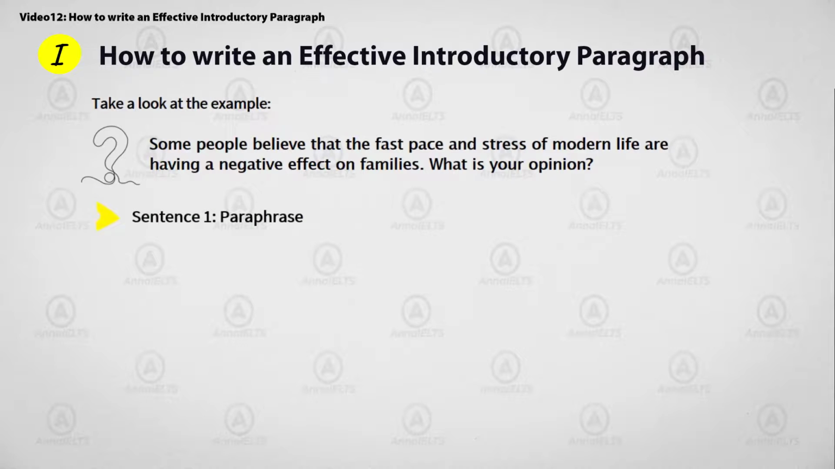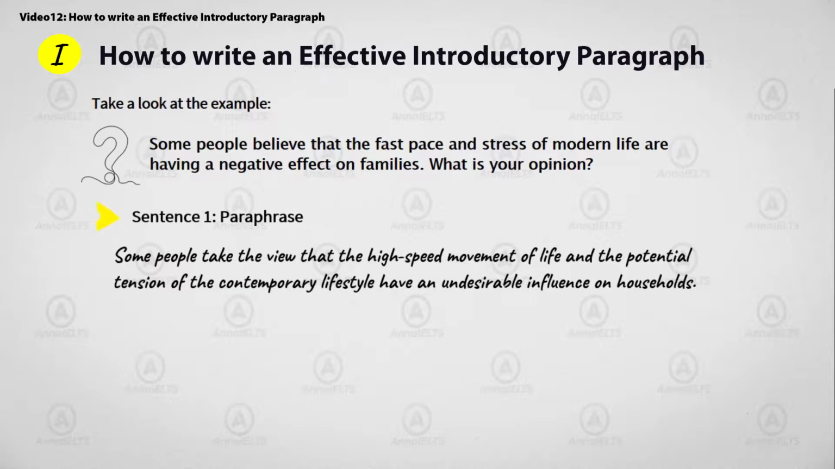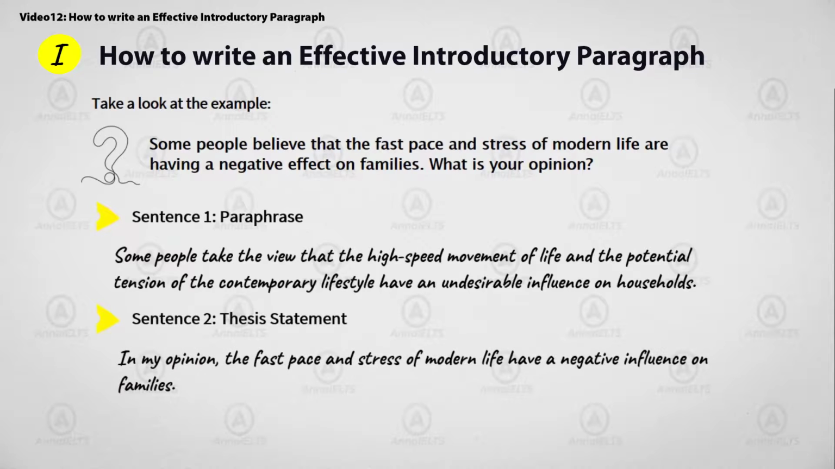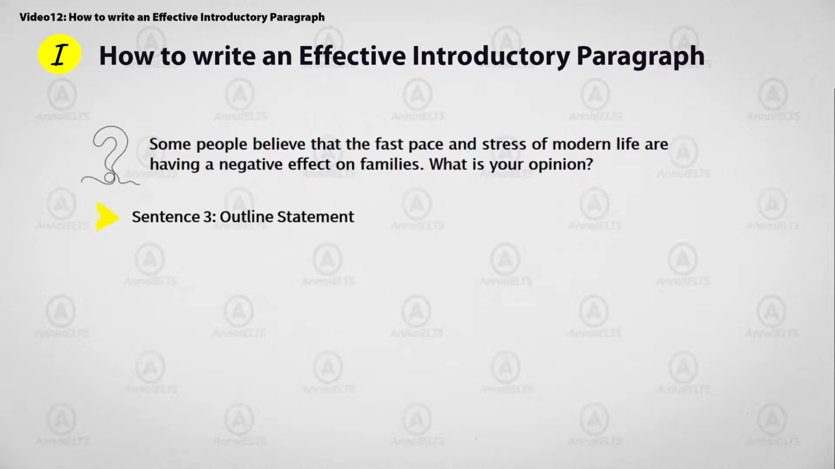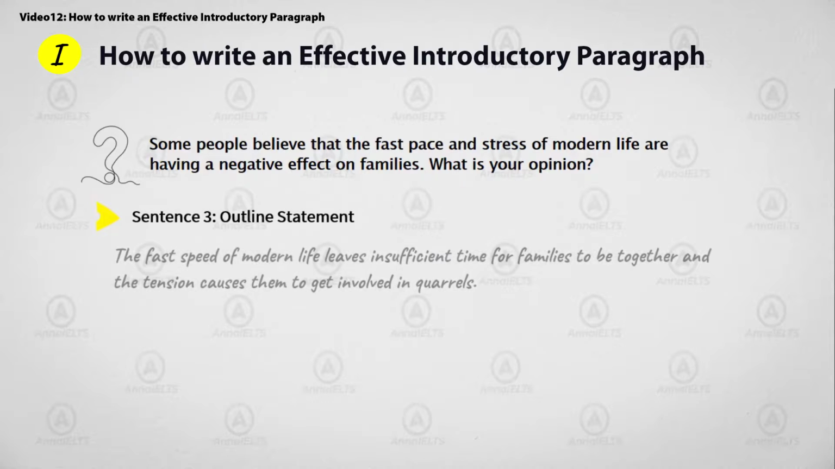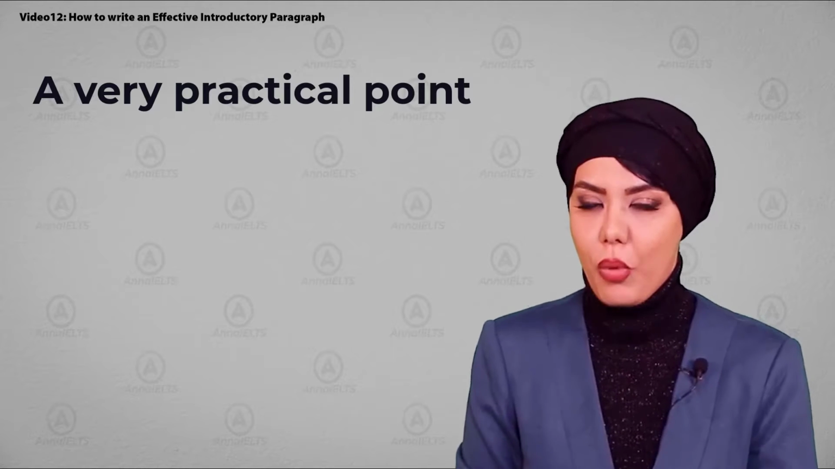Sentence 1, paraphrase. Some people take the view that the high-speed movement of life and the potential tension of the contemporary lifestyle have an undesirable influence on households. Sentence 2, thesis statement. In my opinion, the fast pace and stress of modern life have a negative influence on families. Sentence 3, outline statement. The fast speed of modern life leaves insufficient time for families to be together, and the tension causes them to get involved in quarrels.